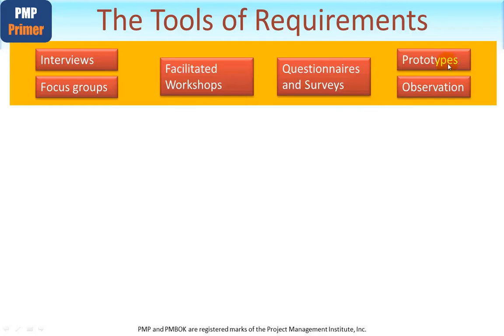Prototyping is used, for example, within agile projects. And observation. This normally means someone watching another individual carrying out their job to understand exactly how this job is carried out and to capture any requirements that you may not have got by simply asking.